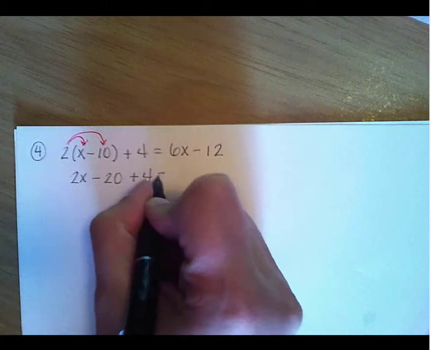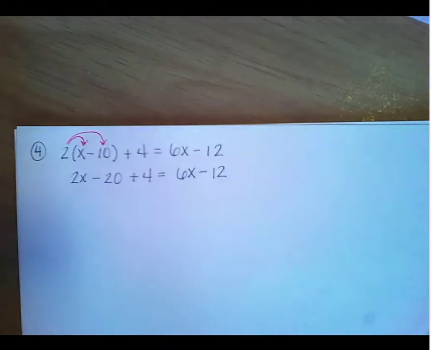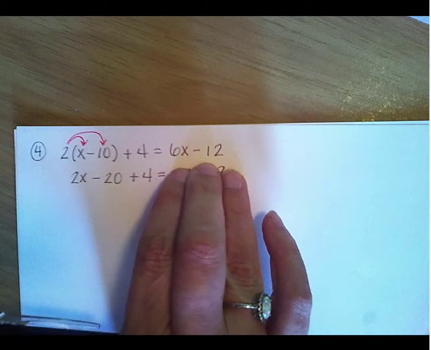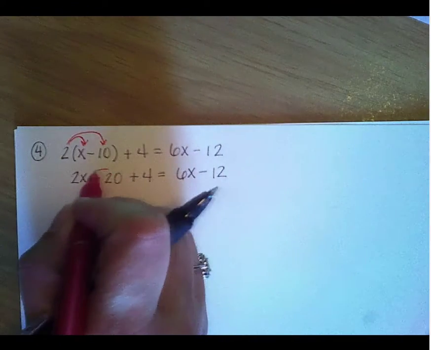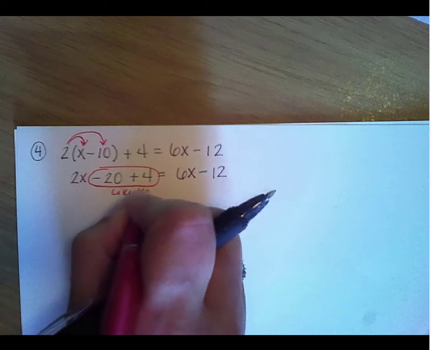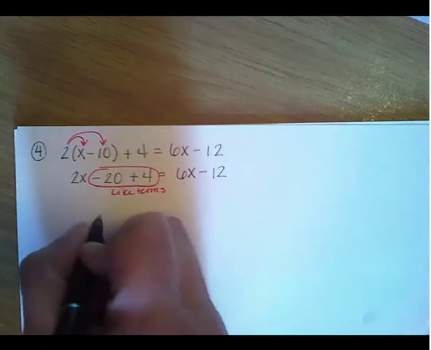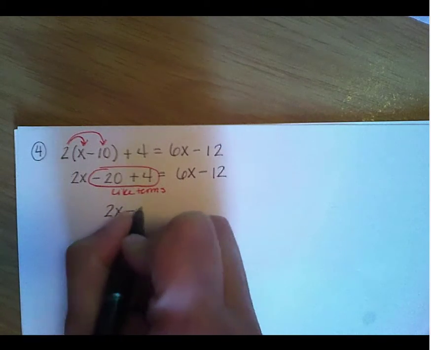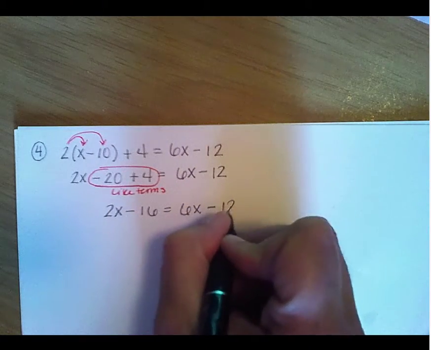We're going to bring our equal sign and our 6x minus 12. Now this is kind of the first time we've had this, but if I cover up that 6x minus 12 and just look at the left-hand side, I hope you notice that you've got this negative 20 and this positive 4. These are like terms. So we can combine those together. They're already on the same side, so you don't need to move them around. You just need to say negative 20 plus 4 would give me negative 16. So this would reduce down to 2x minus 16 equals 6x minus 12.